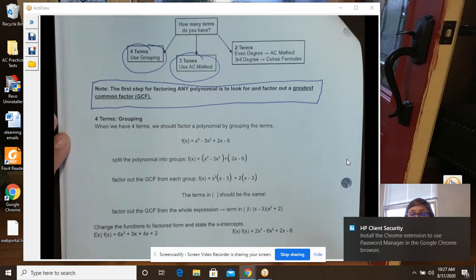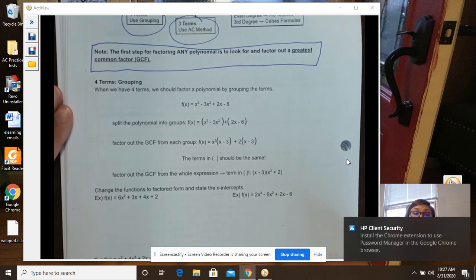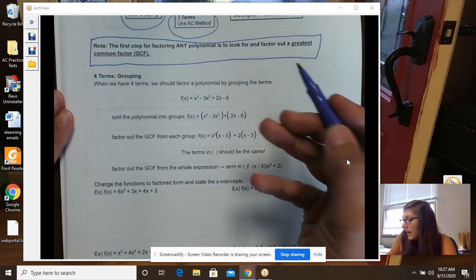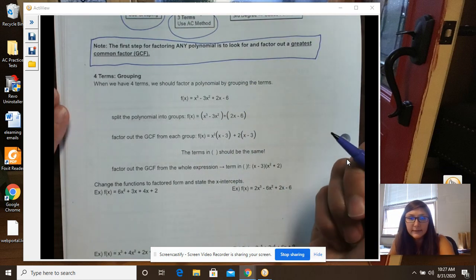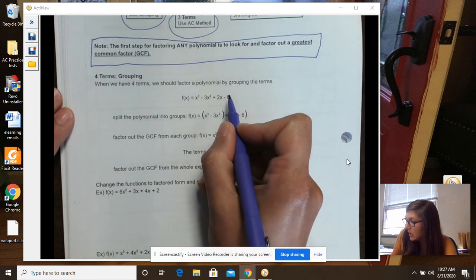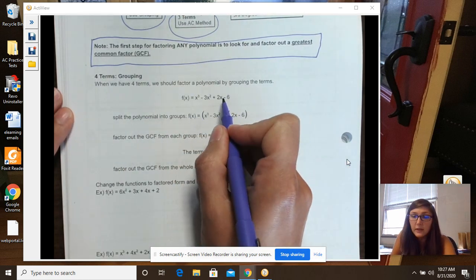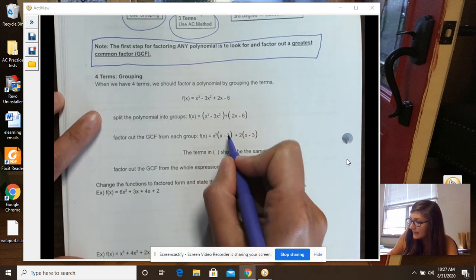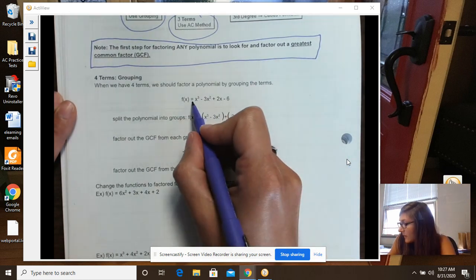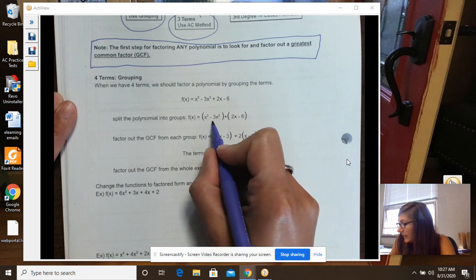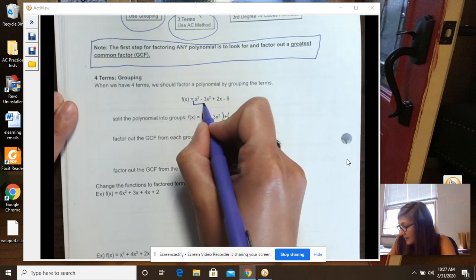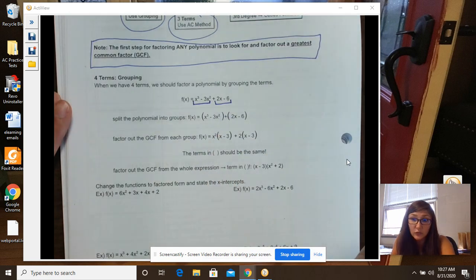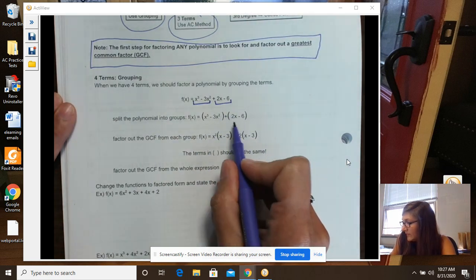So we're going to start by talking about grouping. This is a strategy we can use when we have four terms. Grouping is exactly what it sounds like. We're going to take our big polynomial and split it up into groups, okay? So here's an example of what that looks like. We have our four-term polynomial and we've split it up into groups. We're always going to split up into the first two terms and then the last two terms. So that's what we've done here.